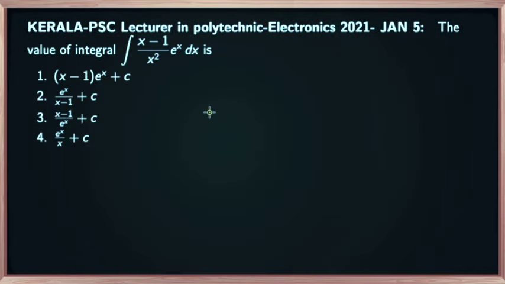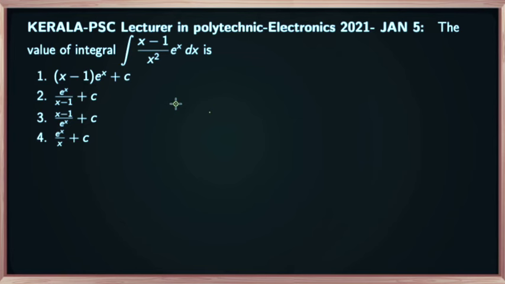In this question, the value of integral x minus 1 by x square into e raised to x dx is asked. But if we directly evaluate the integral, we need to apply integration by parts. So it is very difficult to do this problem in that way. The best option is to get the answer from options. If you think about the options, which option's derivative will give the function which is given inside the integral? That is what we need to check.